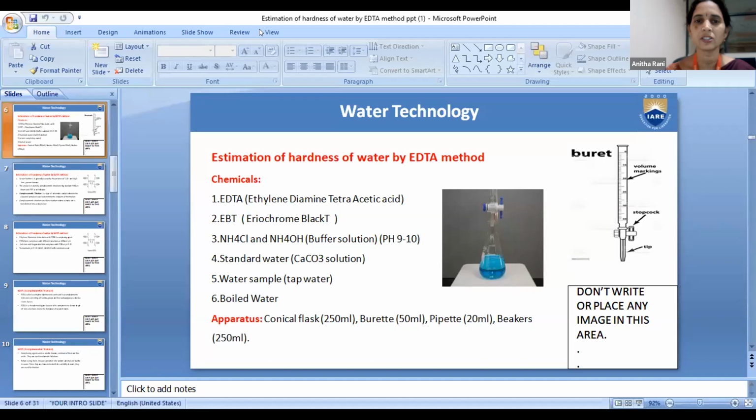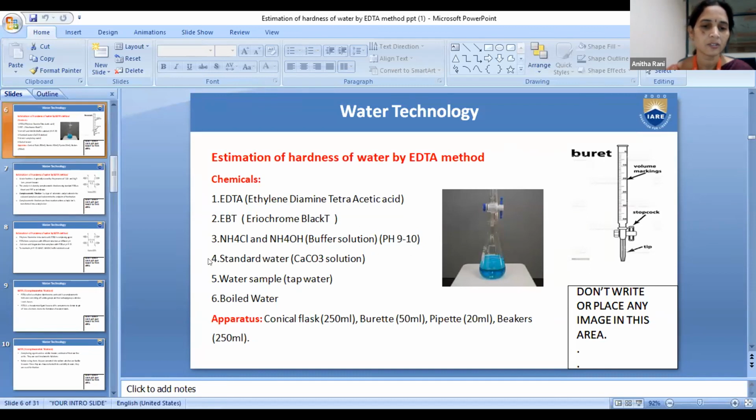Listen, ma'am. So we are discussing estimation of hardness of water by the EDTA method. We are using chemicals: EDTA, ethylenediaminetetraacetic acid, and EBT, Eriochrome Black T indicator. And we are using a buffer solution, ammonium chloride and ammonium hydroxide. We take these two chemicals and prepare a buffer solution to maintain the pH at 9 to 10.